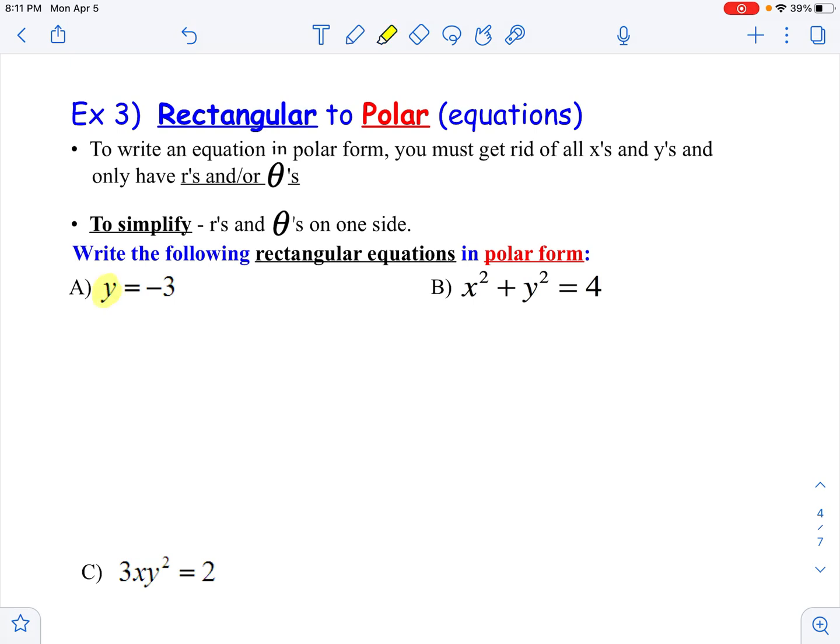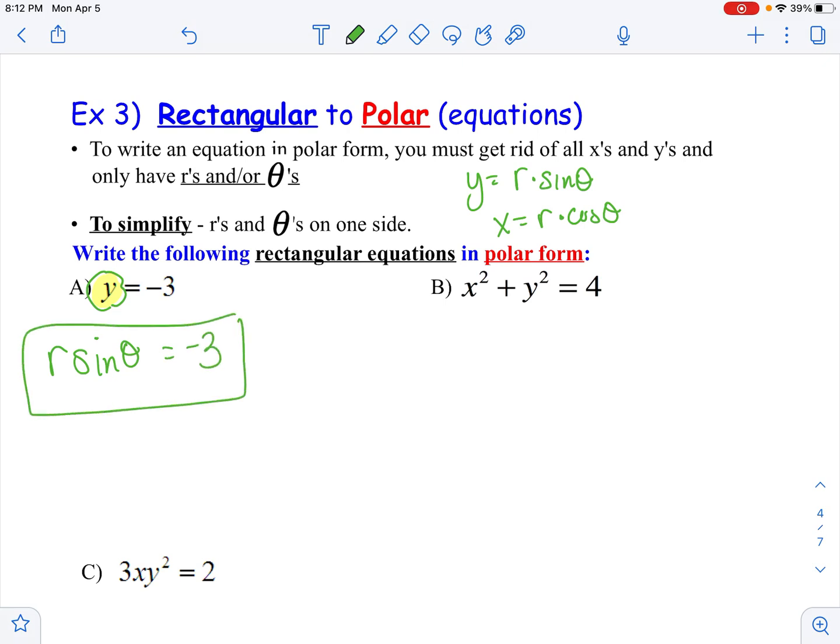So we need to get rid of this y. The first thing we need to do to get rid of that y is remember those two equations. We know that y equals r times sine of theta, and we know that x is equal to r times cosine of theta. Those were the formulas from yesterday. So if I take out that y, I can replace that y with r sine theta, and that's equal to negative 3. So that one was actually pretty easy. We just took that y out and plugged in r sine theta.